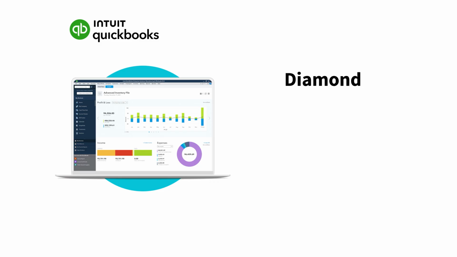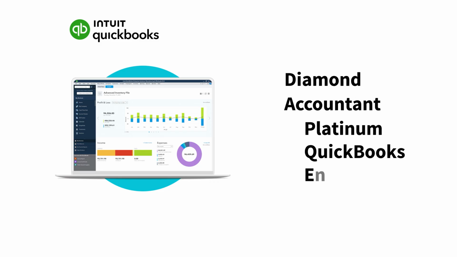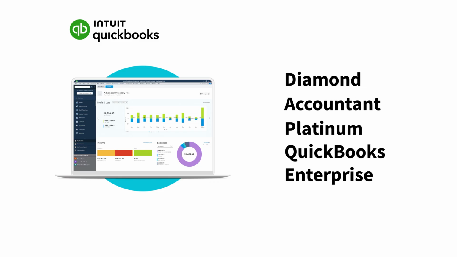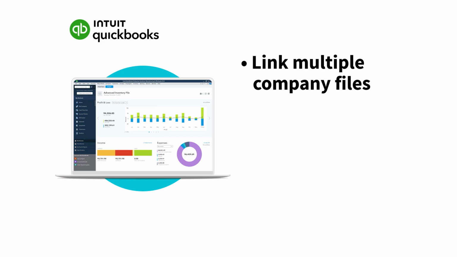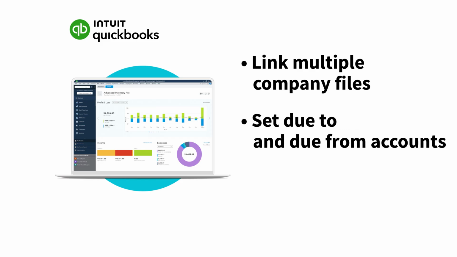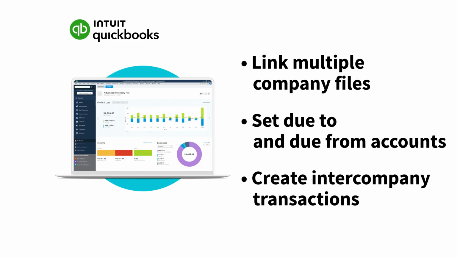If you're using a Diamond, Accountant, or Platinum QuickBooks Enterprise account, you can link multiple company files, set your due to and due from accounts, and create intercompany transactions in one file that automatically updates in the other company file, all in minutes. That's all for now.